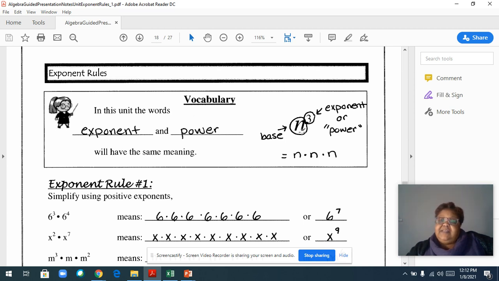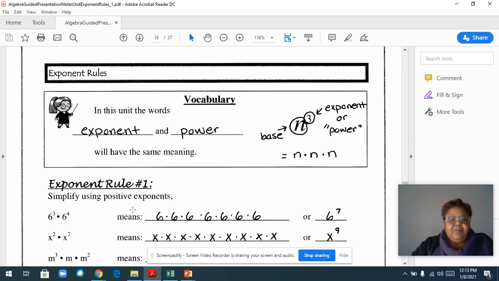At the example that's at the top, we have n to the third power. We call n our base, and 3 is our exponent or our power. And when it's raised to the third power, we also call that cubed. So it can be n cubed or n to the third power.